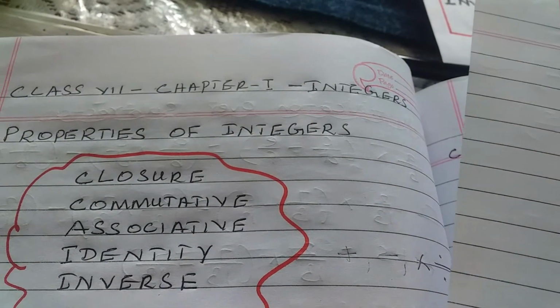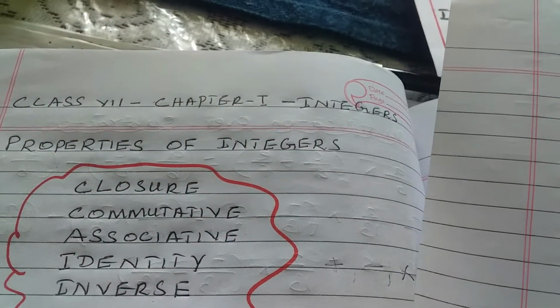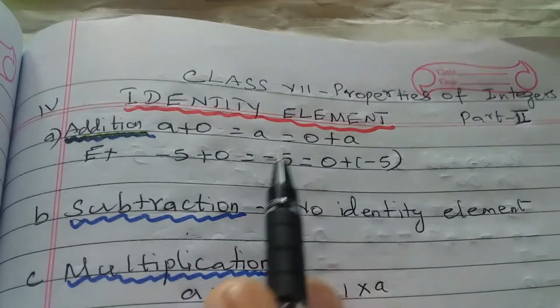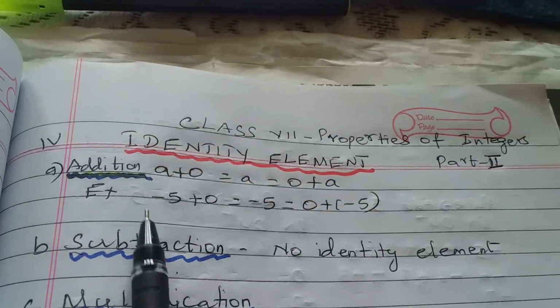Now in this video, we'll see the identity element and inverse. That is the 4th and 5th properties we will see now. Okay, so now it is the 4th property, identity element. What is an identity element? We'll see this for all the 4 operations.